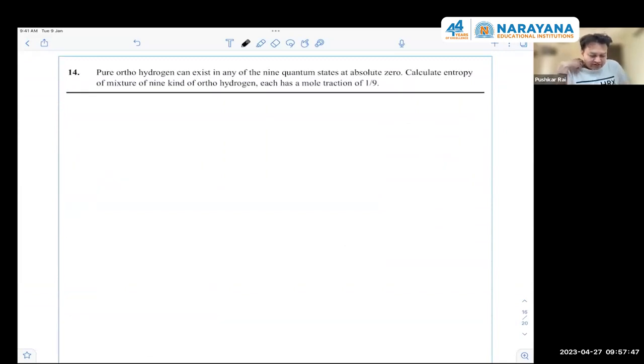Pure orthohydrogen can exist in any of the 9 quantum states at absolute zero. I think most of you will start responding now. As soon as you get to some quantum states and all this, everyone start responding. Okay. So pure orthohydrogen can exist in any of the 9 quantum states at absolute zero, and you also already know there are ortho and parahydrogen. Calculate the entropy of orthohydrogen, each of which has a mole fraction of 1 by 9.